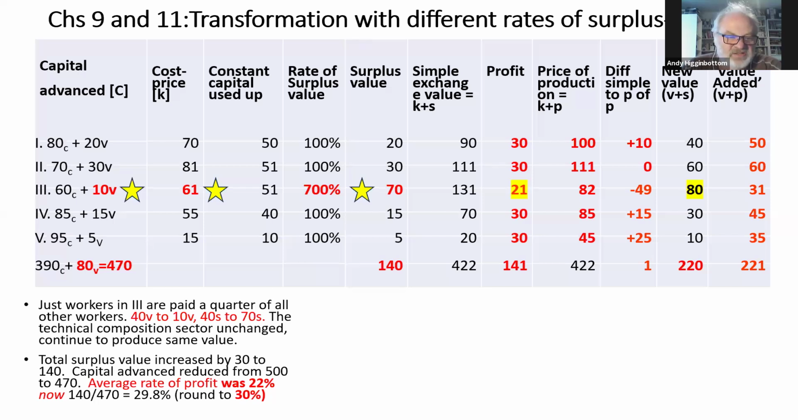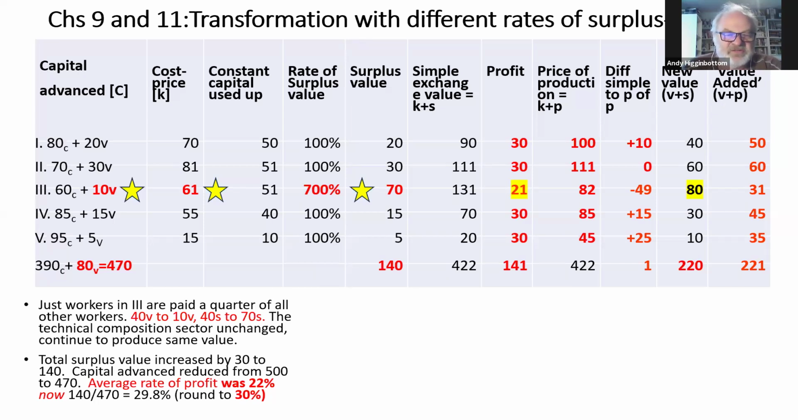Now, our change means that all the surplus value has gone up from 110 to 140. But there's a second effect of reducing the variable capital in sector 3, which is it reduces the capital advanced in sector 3. It was 100, it's now down to 70. So what we've also got is a reduction in the total capital advanced across all the sectors. That's gone down from 500 to 470. So what's the effect of this? The average profit rate was 22%. And the arithmetic is pretty straightforward. It's just under 30% in the new situation.